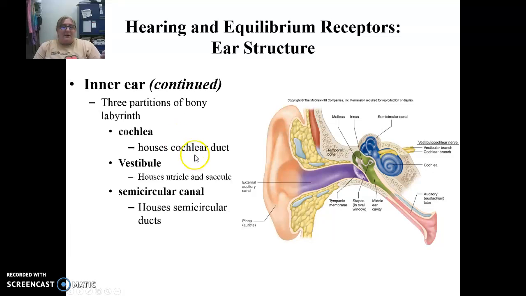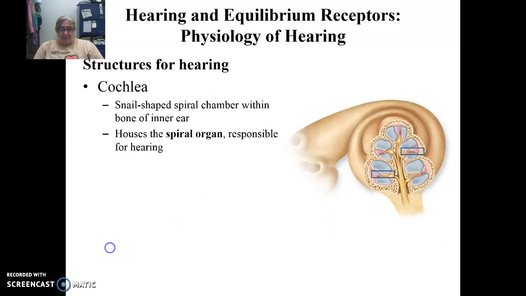The cochlea is the site of hearing. The vestibule and the semicircular canals are the site of equilibrium. The vestibule specifically is the site of equilibrium associated with linear acceleration, or static equilibrium. Semicircular canals, equilibrium associated with angular motion, or dynamic equilibrium.